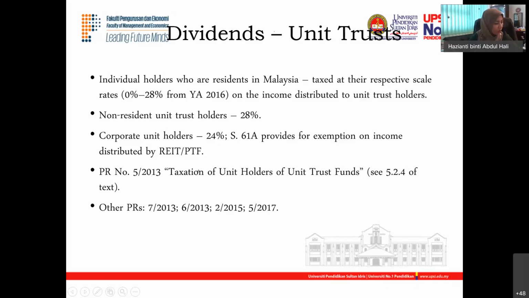Alright, so for unit trust, as far as I'm concerned, the dividend that you get from the unit trust is also exempted because it is already taxed at the company level.